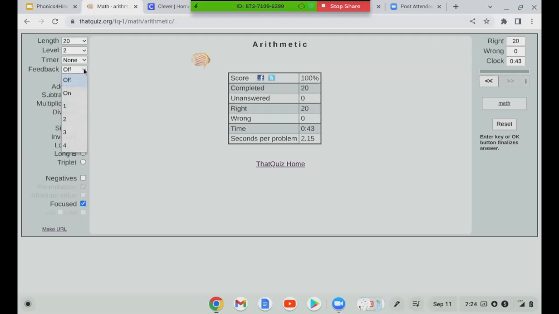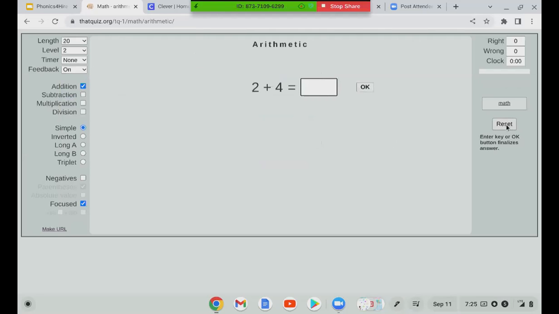I'm going to turn the feedback on. Let's see how it does. I haven't used it in a while. So let's see, you just hit reset. I'm just going to change the length because I want to see what it does. I don't need to do that many. Let's see what the feedback turned on does. So the feedback kind of shows what it shows with that check, and it kind of slows up the problems.